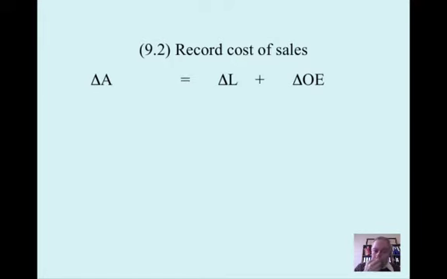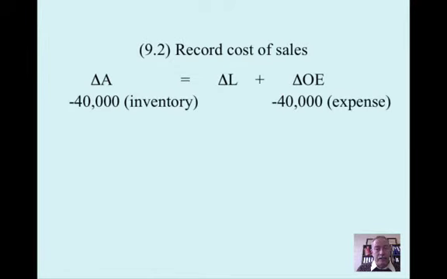In the accounting equation, we're decreasing our asset inventory by $40,000, and we're decreasing owner's equity because the owners benefit when we record revenue, but they also have to pay the expense. They're the ones that are at risk out there. They're the owners. And so we have a decrease in the asset on the left-hand side, and a decrease in owner's equity on the right-hand side. That's going to be those opposite transactions.